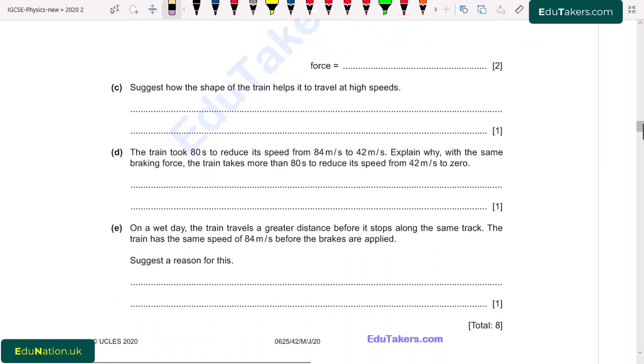So I write here force is equal to 3.9 into 10 to the power 5 newtons.